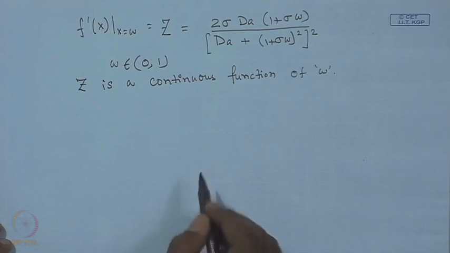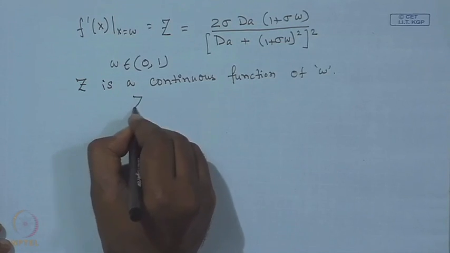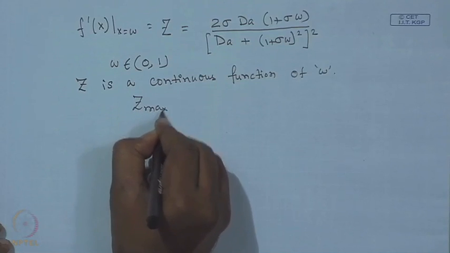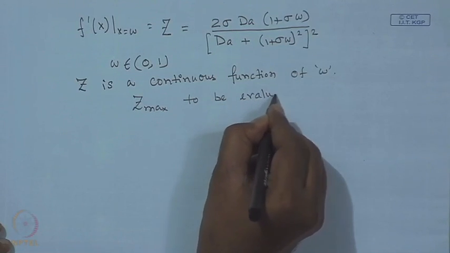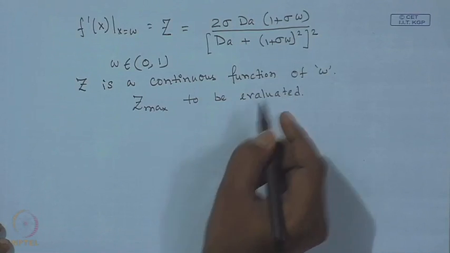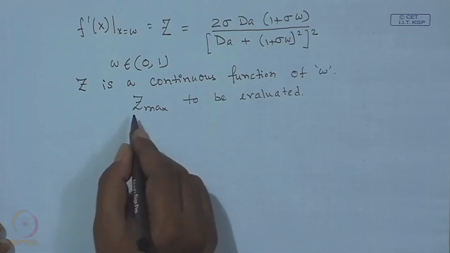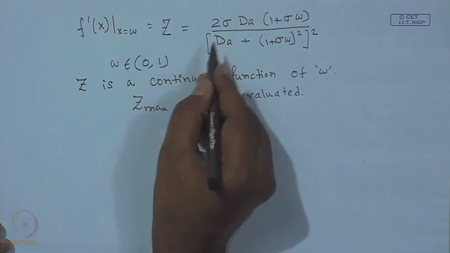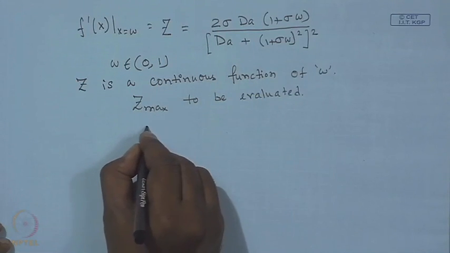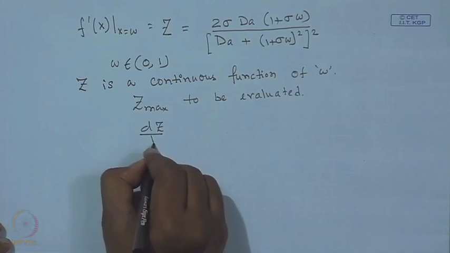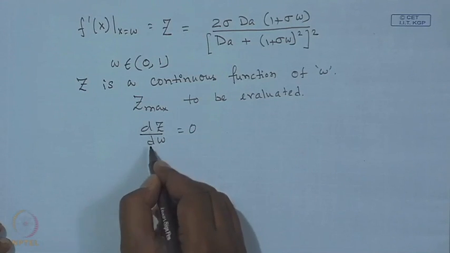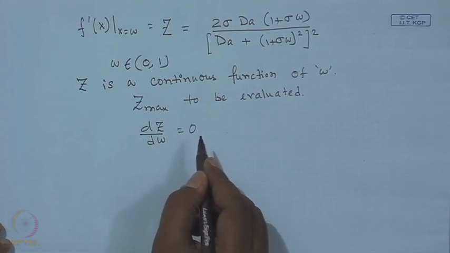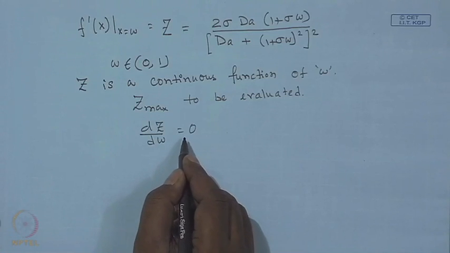So, next we evaluate z max. How will z max be evaluated? Since z is a continuous function of w, we use dz dw equal to 0, and we evaluate dz dw and put it equal to 0. That will give you the maximum value of z.